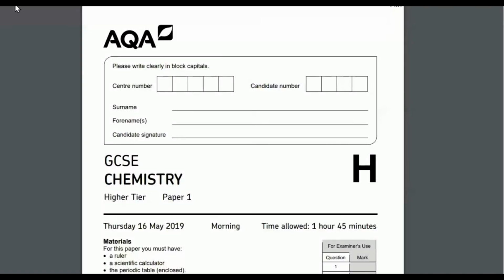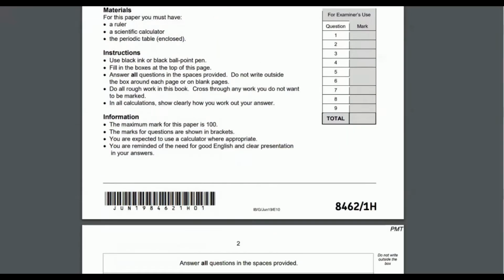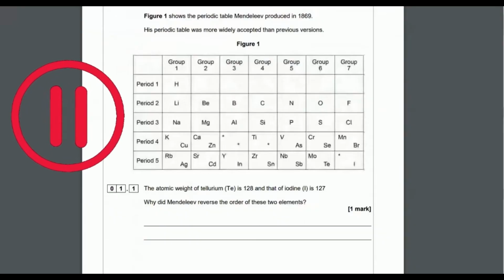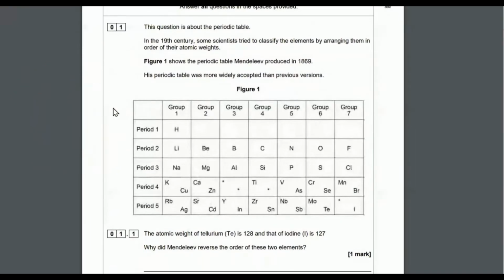I'm going through the GCSE Chemistry Higher Tier Paper 1 2019 for AQA. So let's get into this. All right, pause the video at the start of each question, have a go, then unpause the video and check out the walkthrough. Nice one. Let's go.